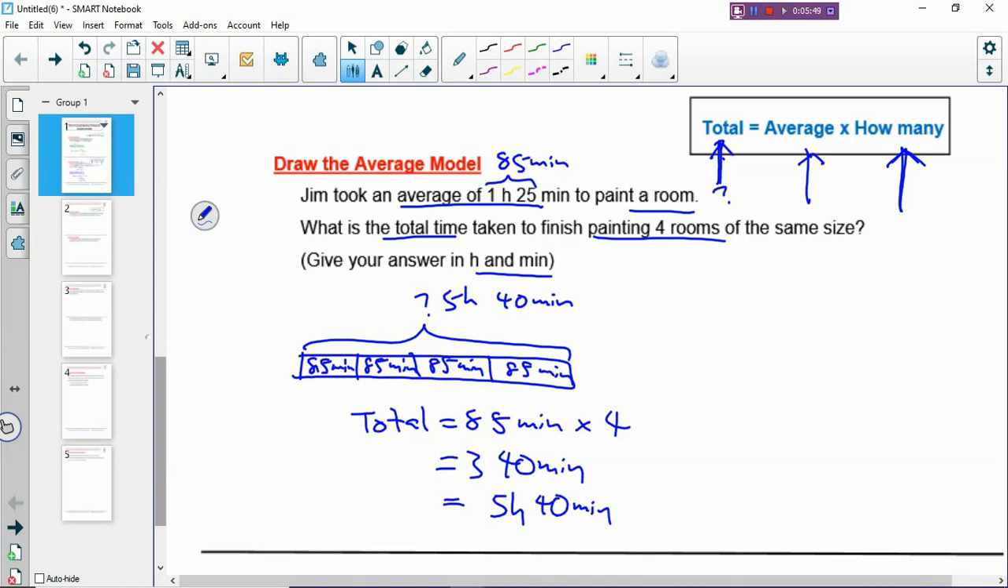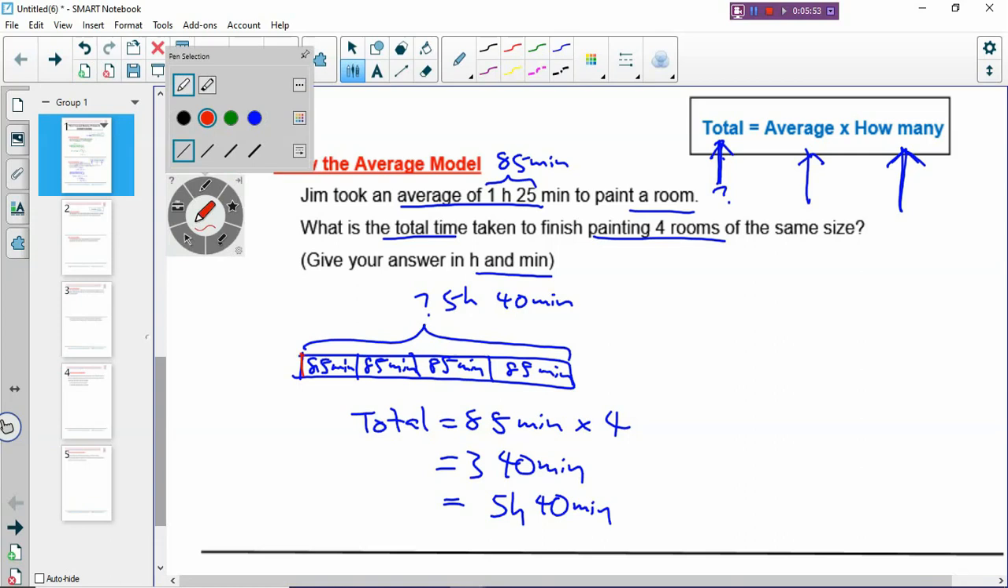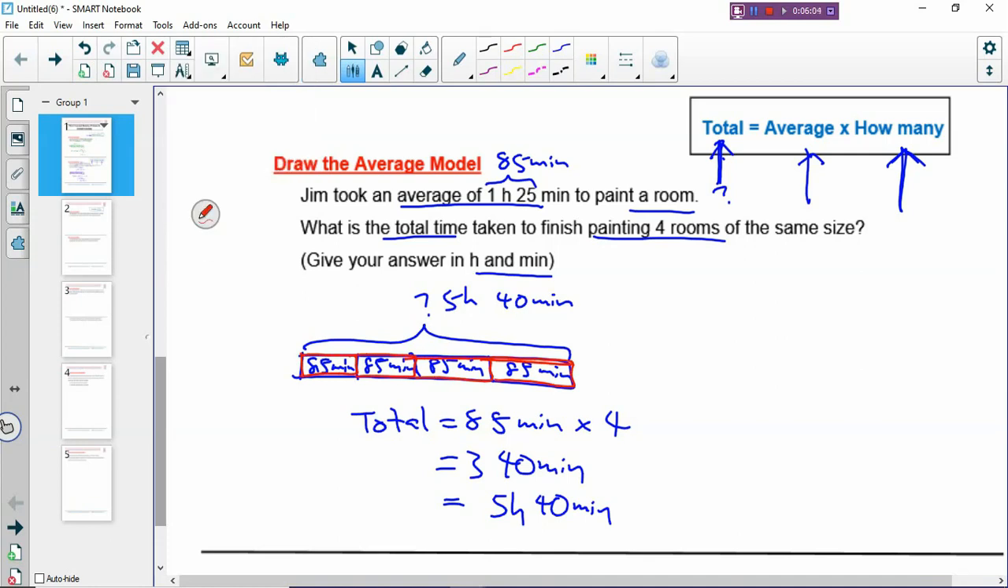Okay, so what is average? So once again, average means what? Average means everybody has the same. Every room takes the same time to be painted. So that is called average. Everybody has an equal number, right? Each person has an equal number. Okay, that's all you need to understand about average. Now let's go to another example.